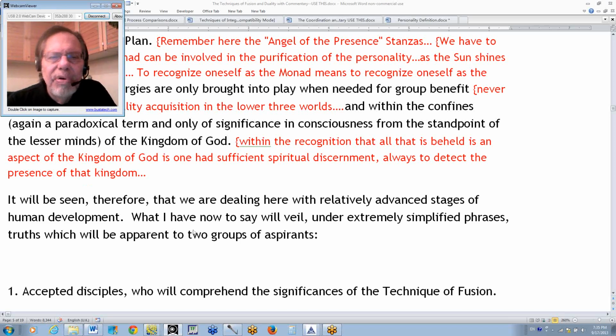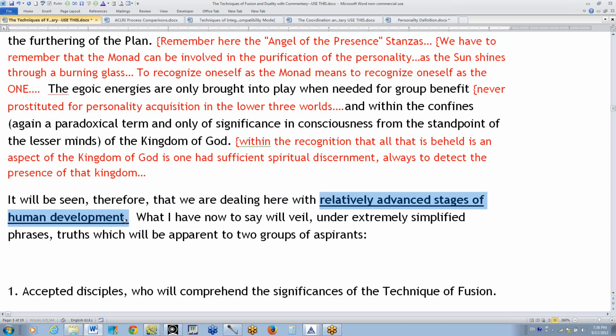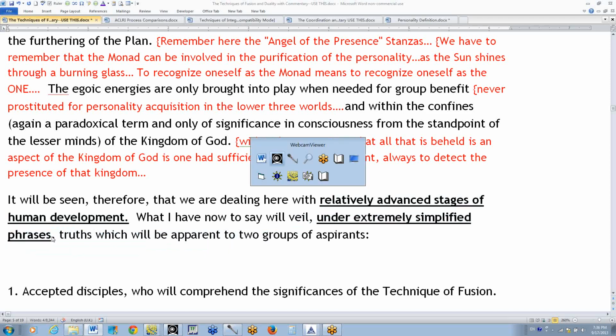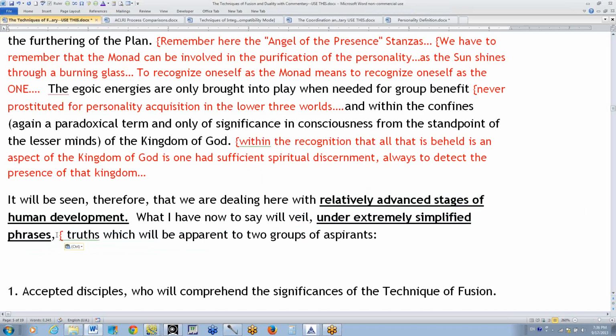It will be seen, therefore, that we are dealing here with relatively advanced stages of human development. So what I have now to say will veil under extremely simplified phrases, and that's so interesting, not using complexity to veil, but using simplicity as a veil. It can really be done as a veil. Truths which will be apparent to two groups of aspirants.